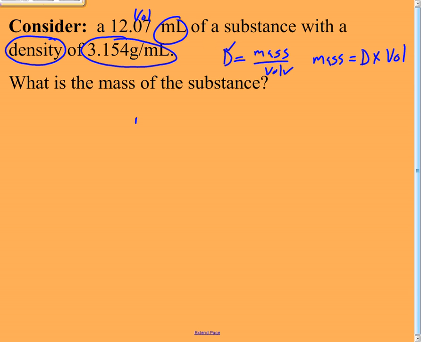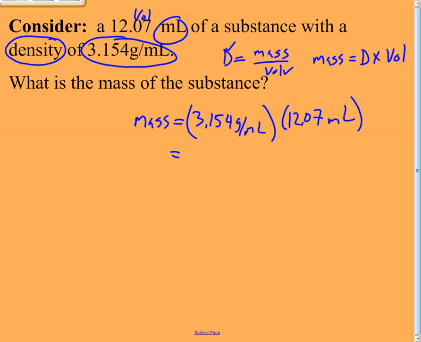Good. So my mass is equal to my density, 3.154 grams per milliliter, times my volume. What's my volume? 12.07 milliliters. And when I get my handy dandy calculator out, 3.154 times 12.07. It looks to me like I get 38.068. Now, how many sig figs here? I have 1, 2, 3, 4. I have 1, 2, 3, 4. So how many can I have in my answer?